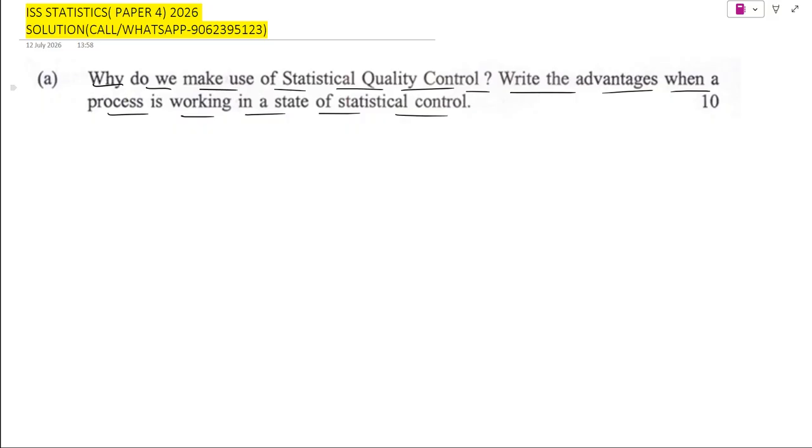So remember this, that quality cannot be inspected into a product. It must be built into a process. So this is the philosophy behind the statistical quality control. Okay, and instead of checking quality only after production is complete, SQC continuously monitors the production process itself. Okay, now let us discuss why industries use SQC. So first point will be to maintain consistent quality.